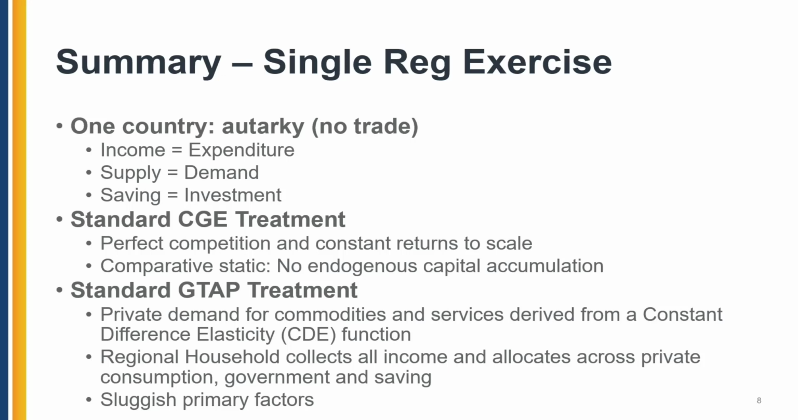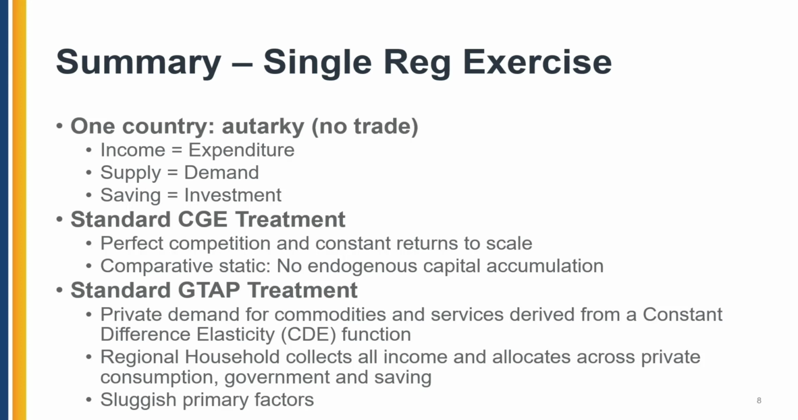And under this autarky, you get a fairly simple set of balance equations. The income has to equal the expenditure, so you have to exhaust income into one of the three categories, either public spending, private spending, or savings. Supply equals demand. So everything made in this autarkic economy has to be sold, right? We need to balance that out. And then savings in the region has to equal investment.